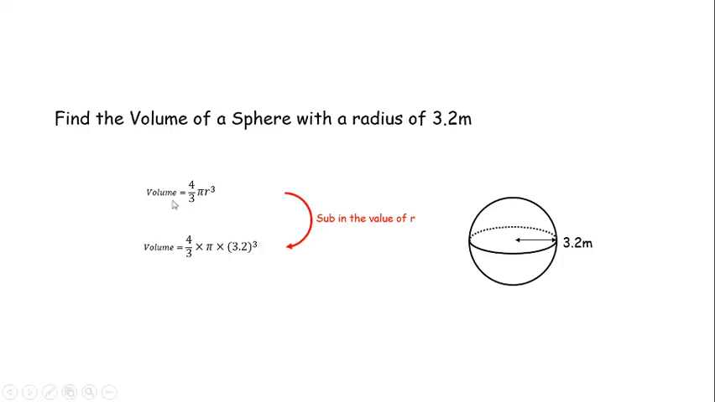So you notice there is a multiplication sign between each of these because it's 4/3 times pi times my radius, which is now 3.2, because my radius on my sphere here is 3.2 cubed. I'll put that in my calculator and I will get 137.26 centimeters cubed. This is rounded to 2 decimal places.